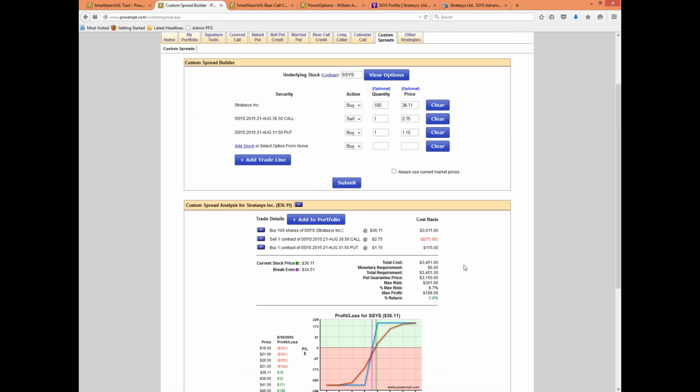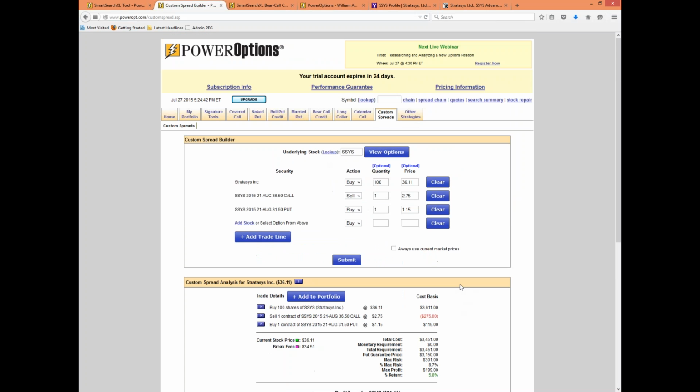If I was to enter a trade on SSYS right now, it would be something along these lines, or I might even go into the 36 strike call with the 31 or the 30.50 put, just to see if I could still make a good 3 or 4% yield, but try to get this closer to only a 6 or maybe under a 7 or under 8% loss on the position. But this is not a trade recommendation or suggestion.